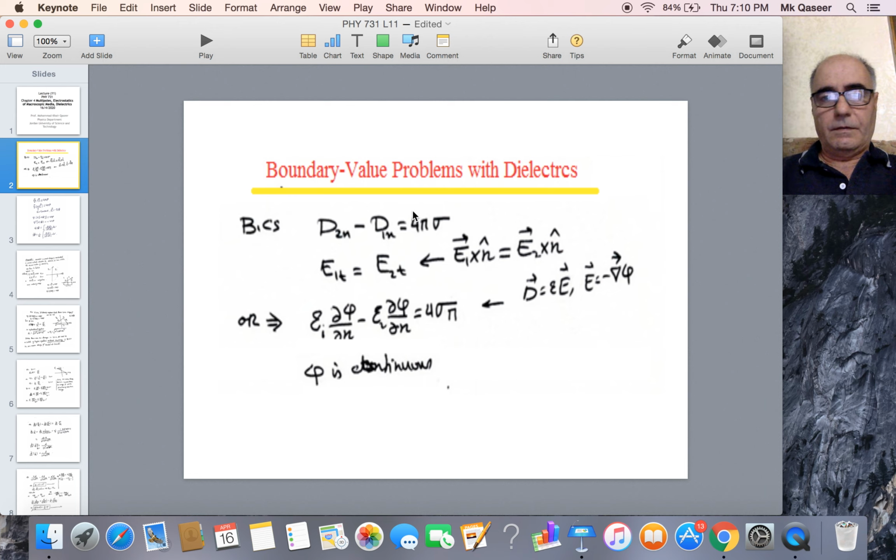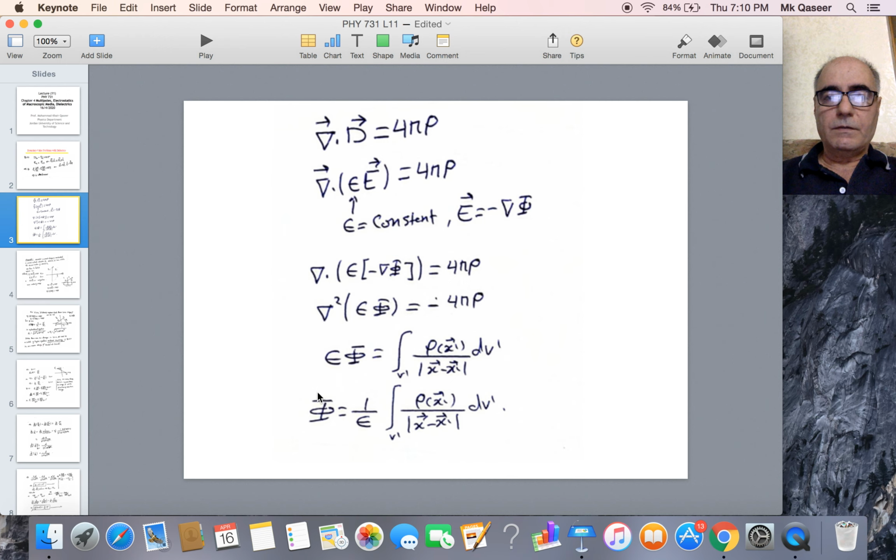Now we know the boundary condition that D suffers a discontinuity, which is equal to 4πσ. This can be written in terms of phi as epsilon 1 dphi/dn minus epsilon 2 dphi/dn equals 4πσ, and the tangential component of the electric field is continuous, which can be written as phi is continuous.